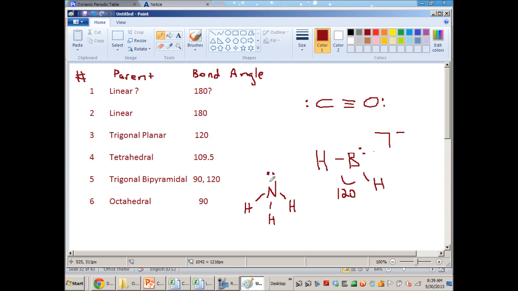But look, one of the spaces is actually being occupied by electrons only. So I wouldn't call this a tetrahedron because the tetrahedron has 4 vertices, right? 4 points. So I would call this trigonal pyramidal, like a pyramid. Trigonal pyramidal. That's different than trigonal planar. Trigonal planar is flat. Trigonal pyramidal is actually a 3D shape.